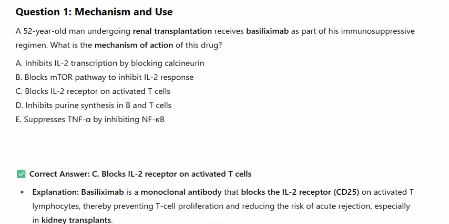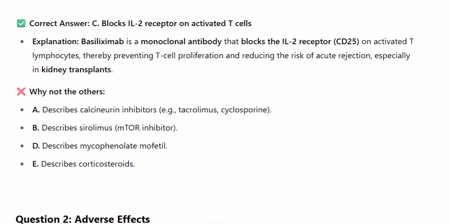Explanation. Basiliximab is a monoclonal antibody that blocks the IL-2 receptor, CD25, on activated T lymphocytes, thereby preventing T cell proliferation and reducing the risk of acute rejection, especially in kidney transplants.